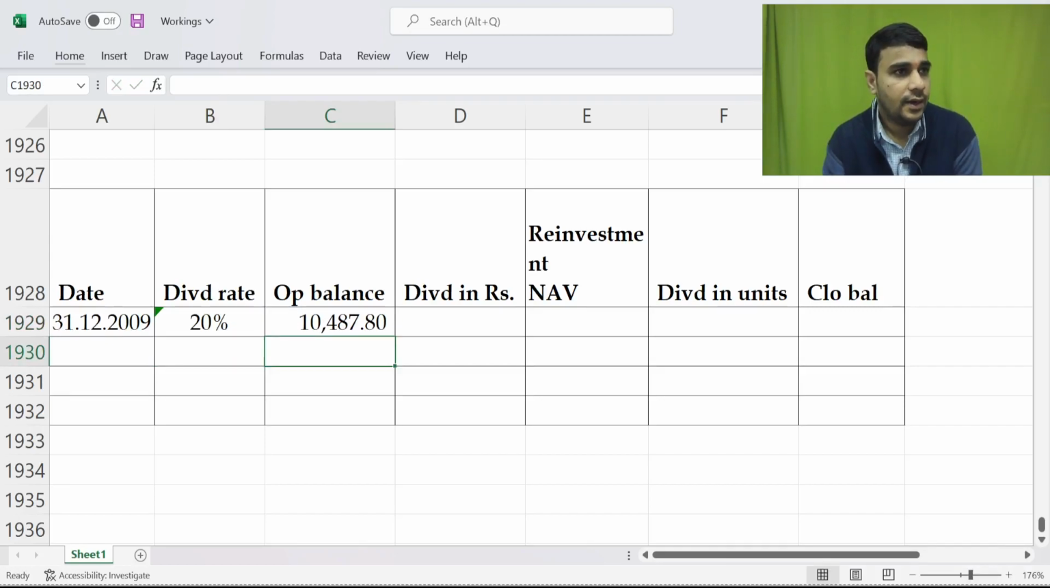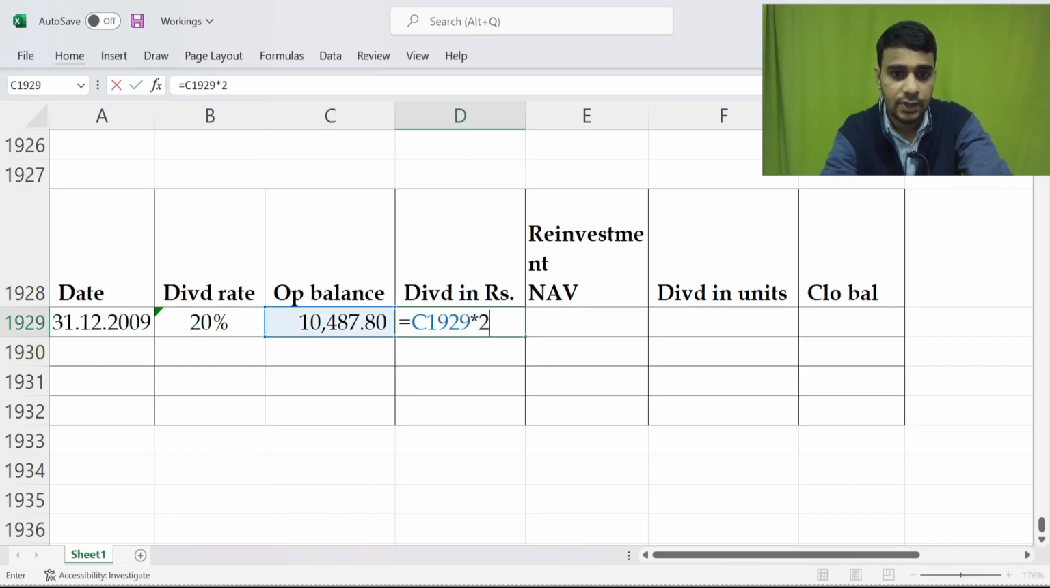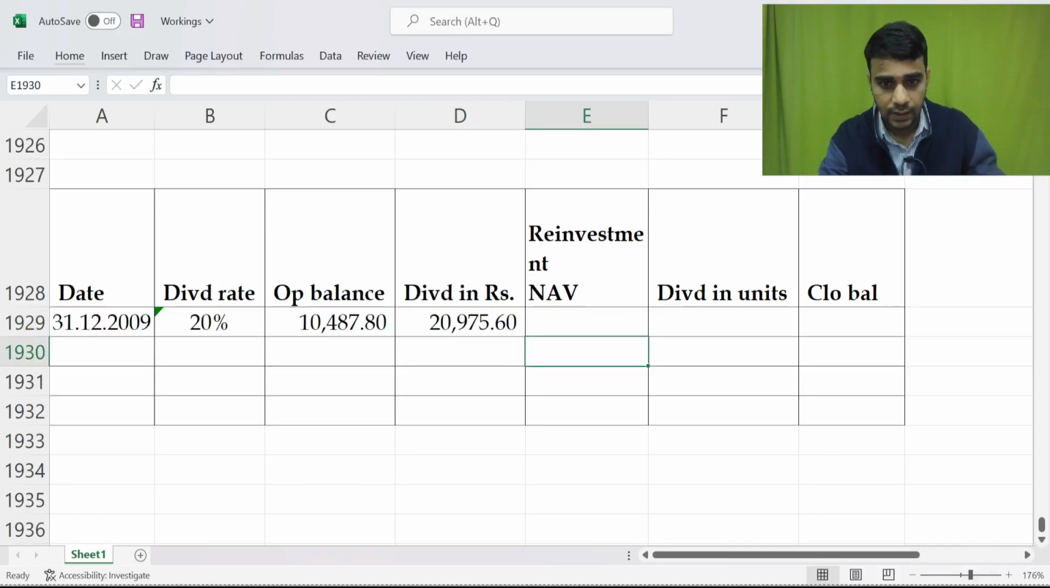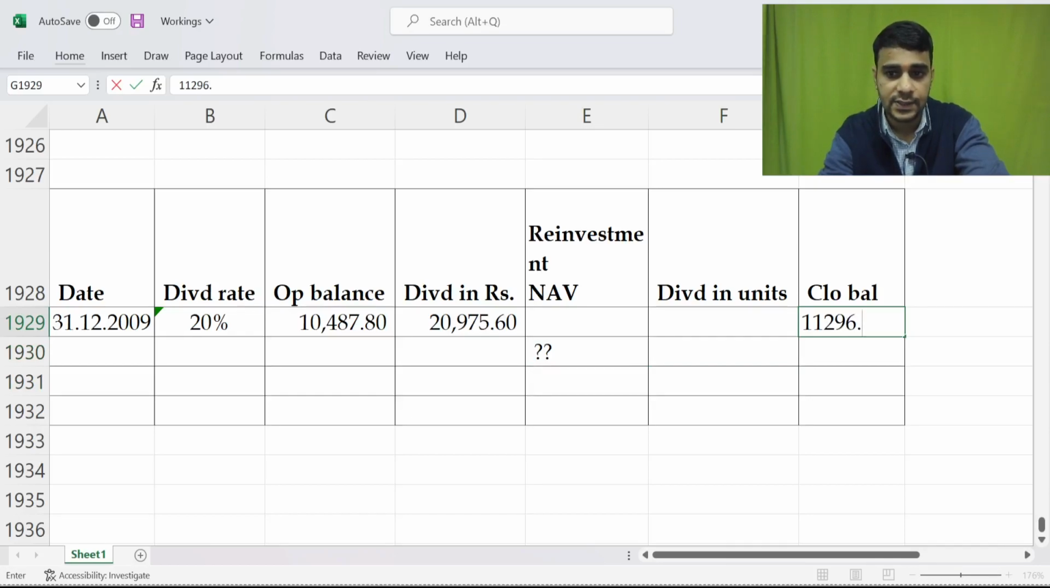My units are 10,487.8. The opening units were. Dividend in rupees is this into 20% into 10 rupees, 20% into 10 rupees on face value. This will see it. Closing balance is 11,296.11.